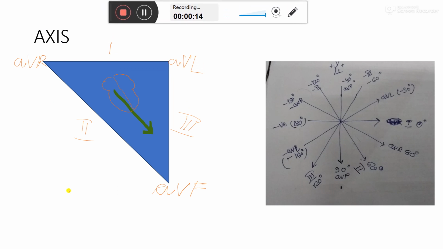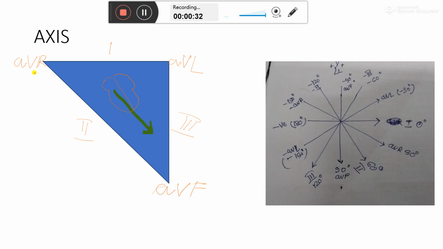Hello everyone. Now I will discuss the axis of ECG. To understand the axis of ECG, we need to understand one triangle called the Einthoven triangle. That is a very simple thing.